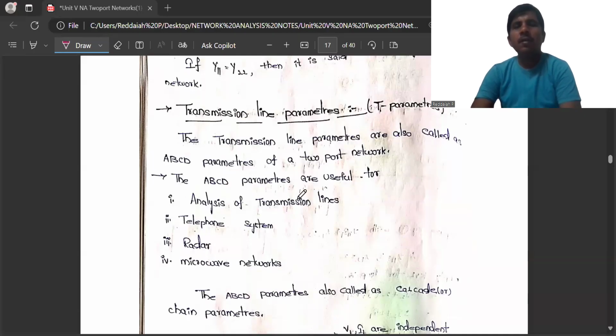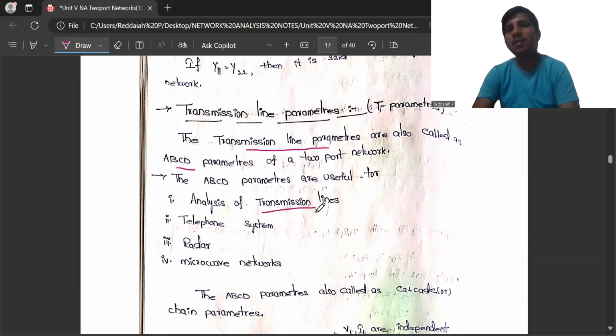In the previous one, we studied Y parameters, admittance parameters in two-port networks. Now we go for transmission line parameters, or T parameters, or ABCD parameters. The transmission line parameters are also called ABCD parameters of a two-port network. ABCD parameters are useful for analysis of transmission lines, telephone systems, radars, microwave networks.